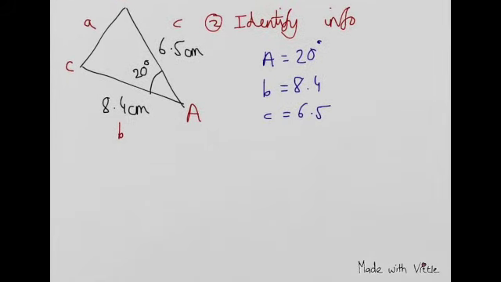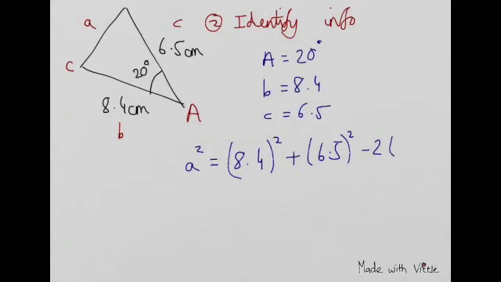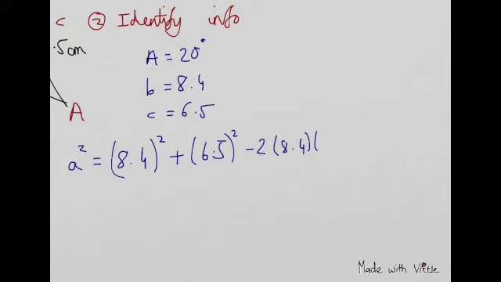And then we can use our cosine rule and substitute those bits of information in. So I have a squared equals b squared, which is 8.4 squared, plus c squared, which is 6.5 squared, minus 2 times b, which is 8.4, times c, which is 6.5, times cos A, which is 20. And then using a calculator, we can type that in exactly as we see it with brackets so that we don't get BIDMAS errors, and find out what a squared equals.